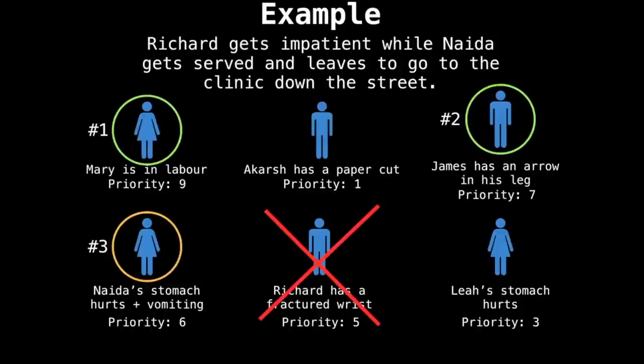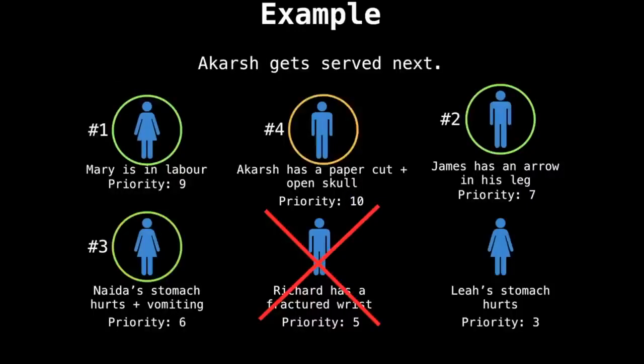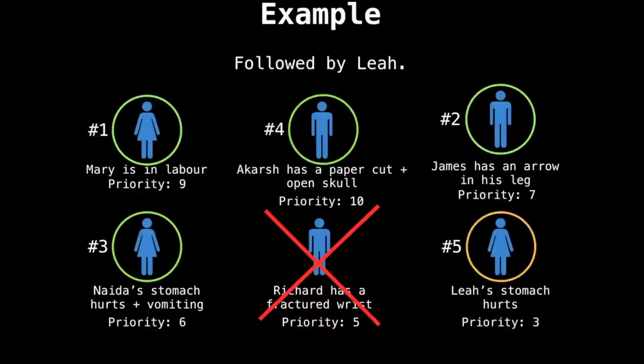He goes to another clinic down the street, so he no longer needs to be accounted for. Further, suppose that Akarsh goes to take a drink of water, slips on the floor, and as a result cracks his head and needs immediate attention, so we increase his priority to 10. Once Naida is dealt with, Akarsh should be next. And lastly, this is followed by Leia.